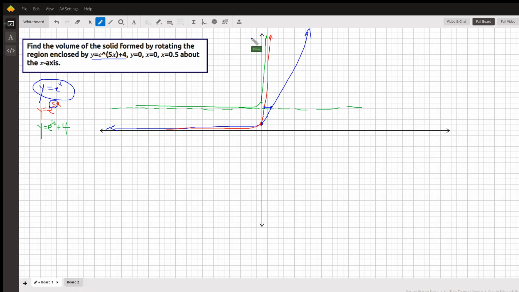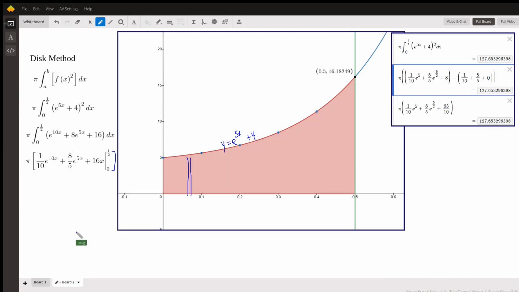Sort of looks like a vertical stretch, but it really causes a horizontal shrink. And then if you add this 4, it just moves this red graph up 4. And so the region that you want to revolve about the x-axis is this region right here. Okay, that graph looks pretty messy, so let's go to one that looks a little bit cleaner.